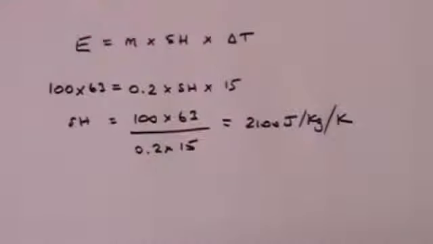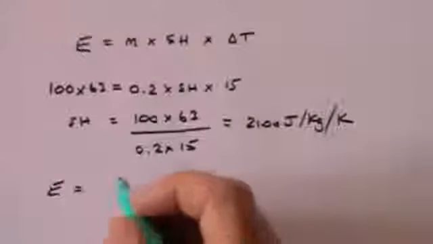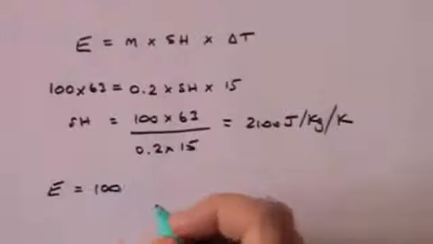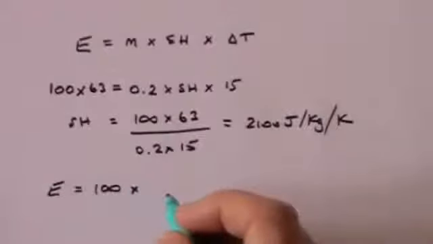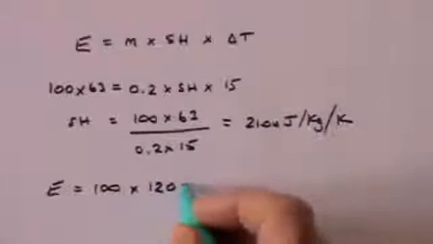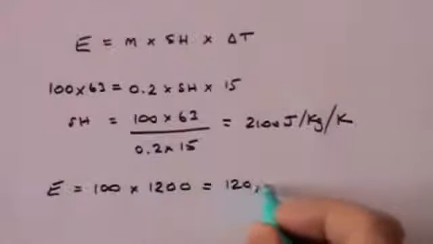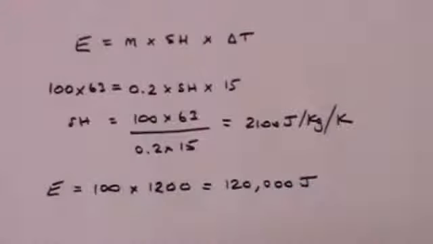Well, firstly we want to know how much energy is going to be supplied by the heater. The heater supplies 100 joules per second, and we're told that this is 20 minutes, so the total energy supplied by the heater will be 100 joules per second times 20 minutes expressed in seconds, which is 1200 seconds, and that's going to come to 120,000 joules. And that energy has got to do two things.